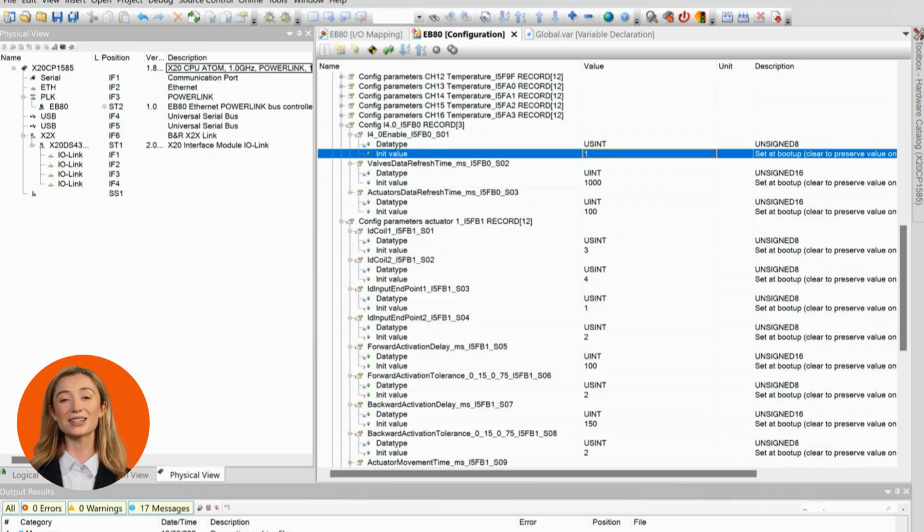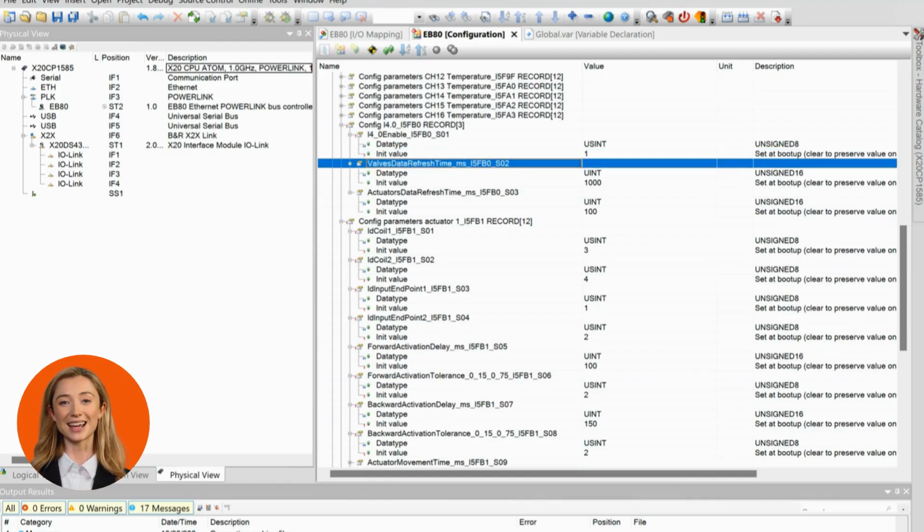They must be enabled in the device-specific parameters section by setting the value 1 in the init value field of the i4.0 enable parameter. We use the data management configuration in Word by using the corresponding XDD file so that all data is already defined in the I/O mapping.